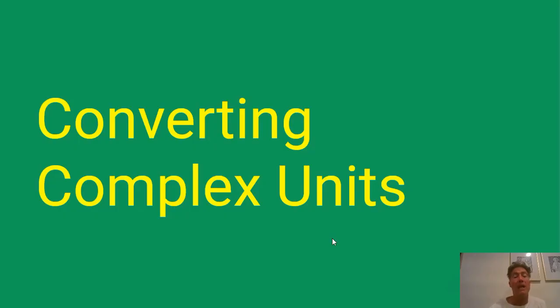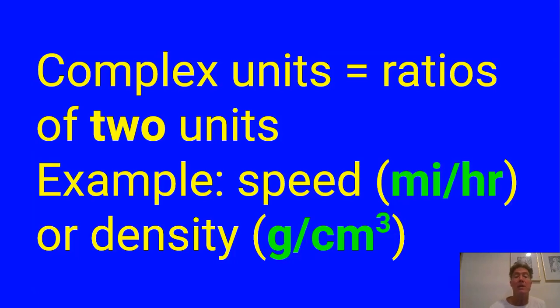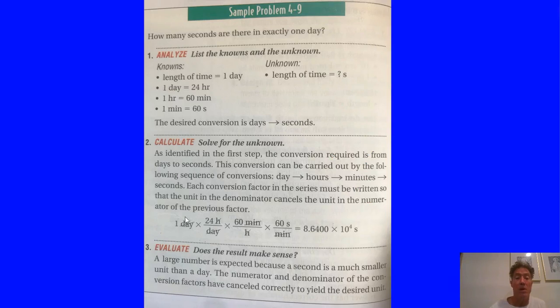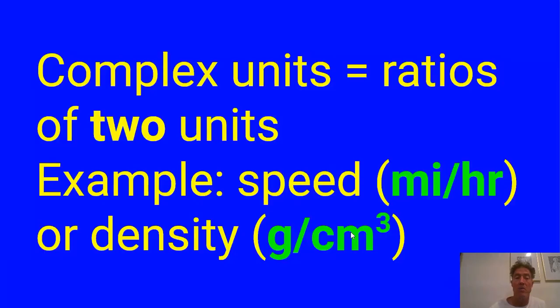How about converting complex units? Well, what is a complex unit? This is when we have ratios of 2 units. Before, we were looking at 1 unit in the numerator, day, and we converted it to seconds. But we can also have a ratio of units in the thing that we're starting with. For example, speed, like miles per hour, or density, grams per cubic centimeter. So we can convert both of those units, and when we do that, it's a complex unit conversion instead of just a simple unit conversion.